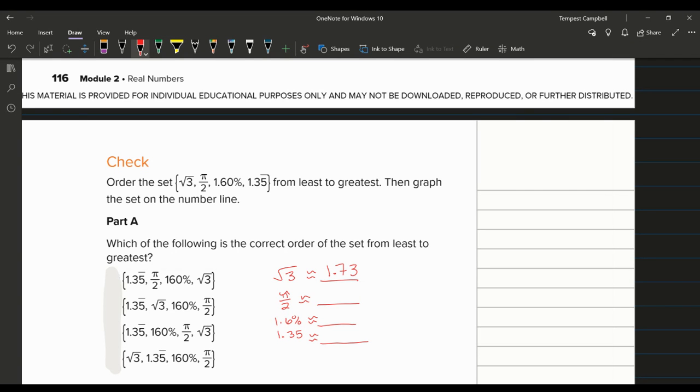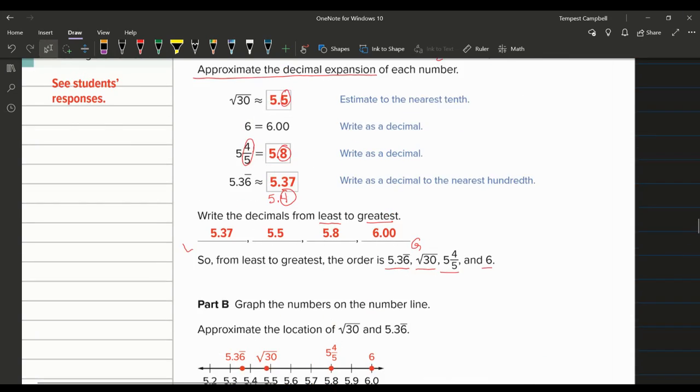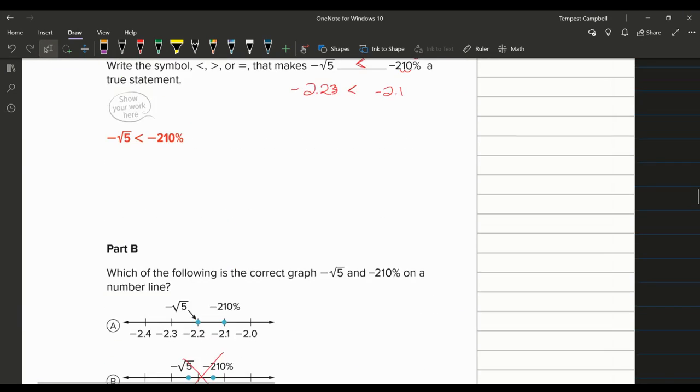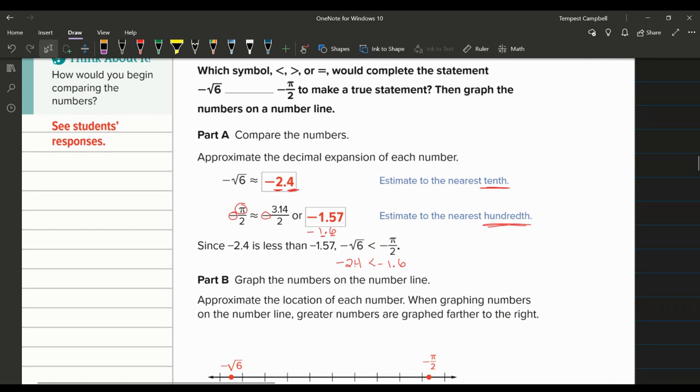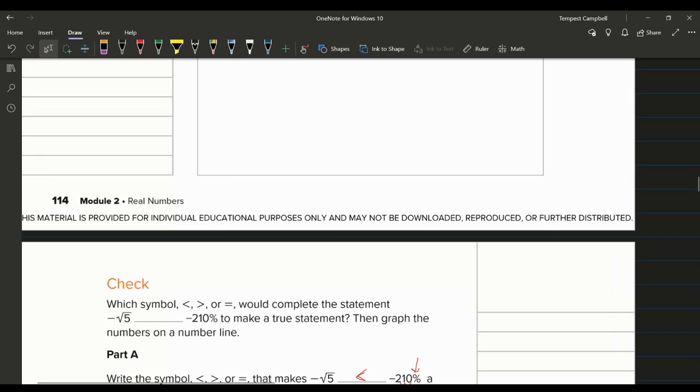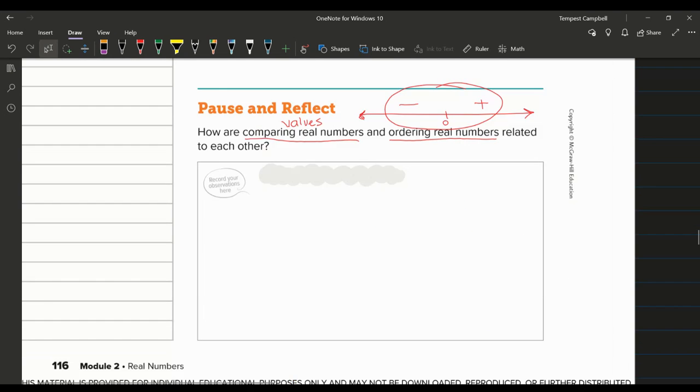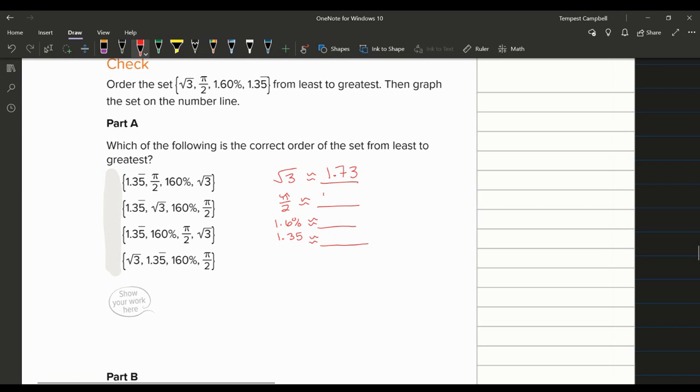1.73 for the square root of 3. Pi over 2. What did we have for that one? Why would we do extra work if we already did it? So 1.57. Okay, 1.57. Decimal for a percent, we're going to go out 1, 2. So we have 0.016. And then 1.35, where this is repeating.